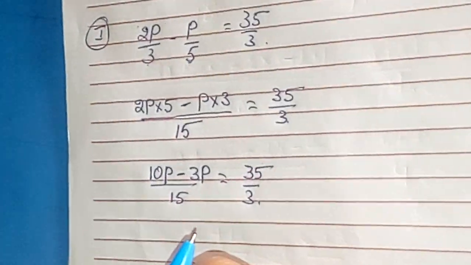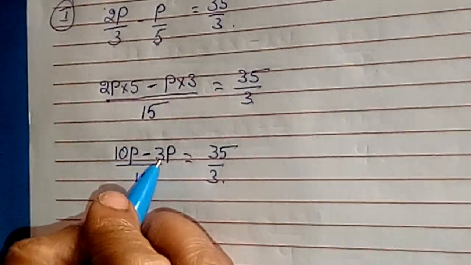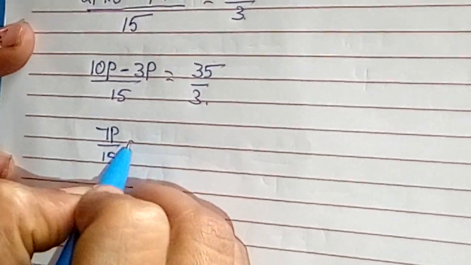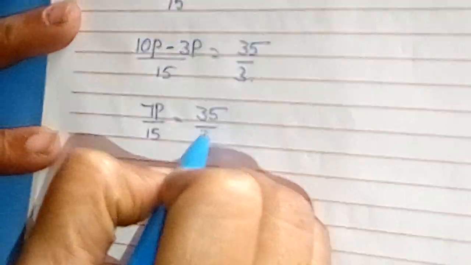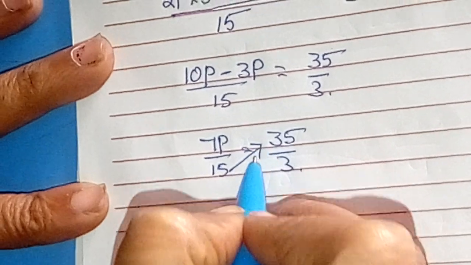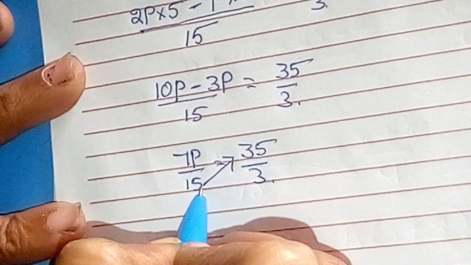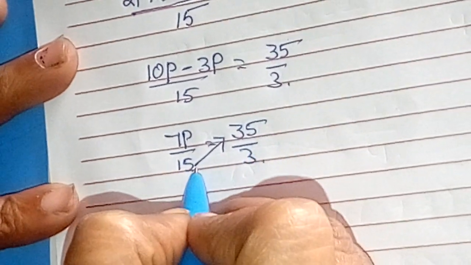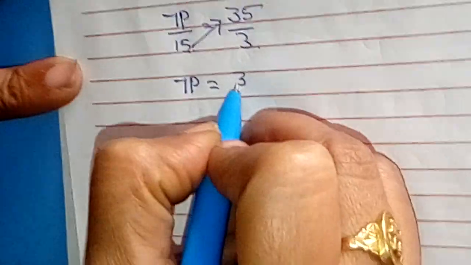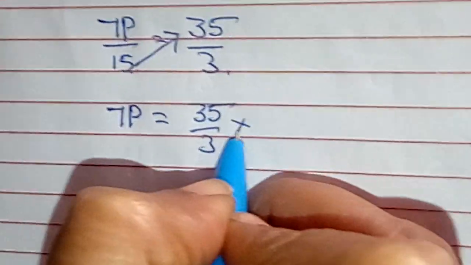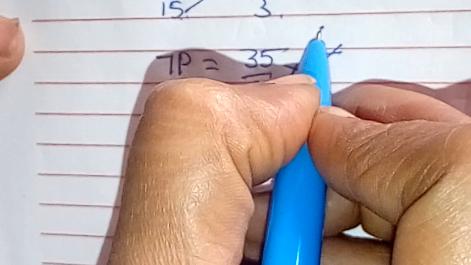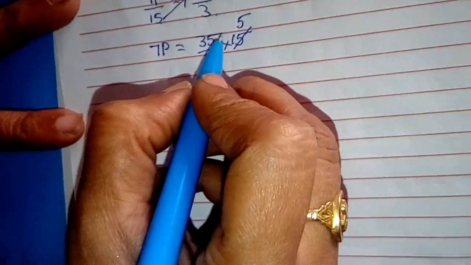These two are like fractions only, so you have like terms, and you have to subtract. 7p by 15 is equal to 35 by 3. Now transpose 15 to this side. It is in the denominator, the division part, so it becomes multiplication. 7p is equal to 35 by 3 into 15. Now cancel the 3 in 15. 3 fives are 15, so you get 5.